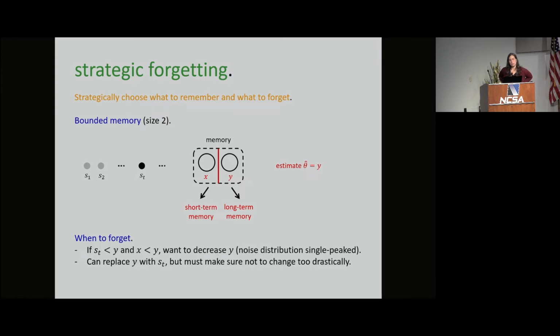And so what you might want to do is, okay, I should change my long-term memory to equal something on the left, say st, the incoming anecdote. And this would be great, except if you just do this, whenever you have two anecdotes on the same side of the long-term memory, then you might jump around a lot. And you want to make sure that you're close to theta at the end, so you don't want to take really big steps. You don't want to change too drastically. And that's what I see as sort of an evidence of confirmation bias in this model.